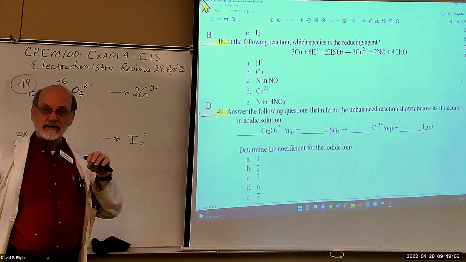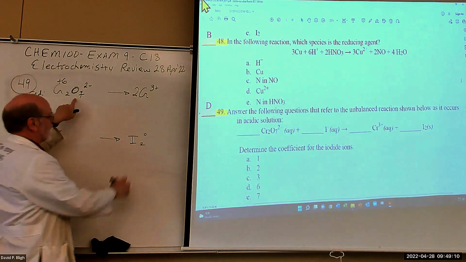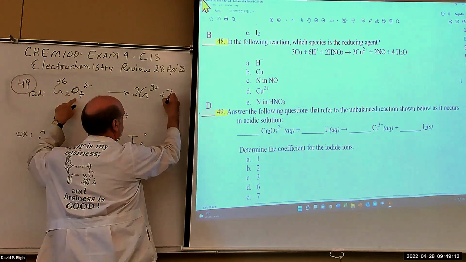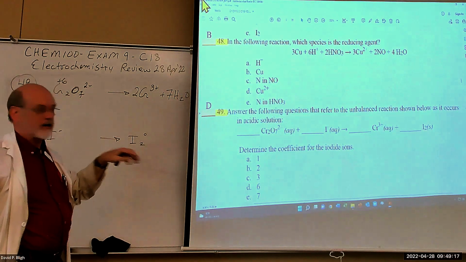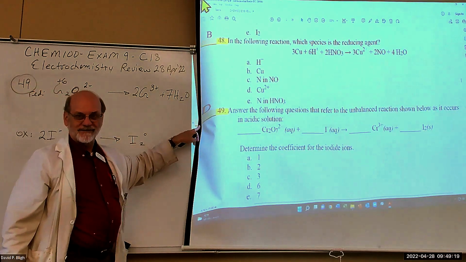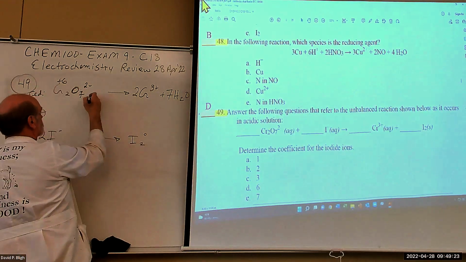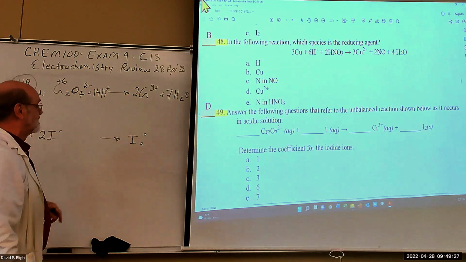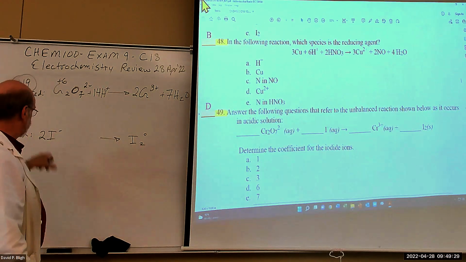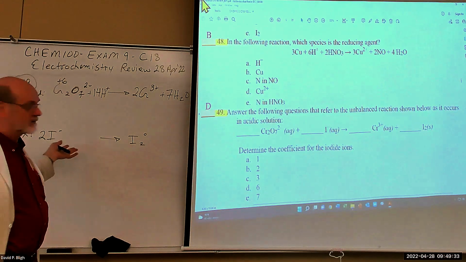Now we can balance the oxygens first. We have 7 oxygens on this side. We balance the oxygens with water. Okay. That means on this side, we need hydrogens. 14 hydrogens. Okay. How about this one? There are no oxygens down here, so we're done with that one.